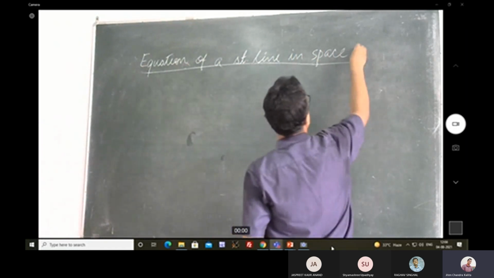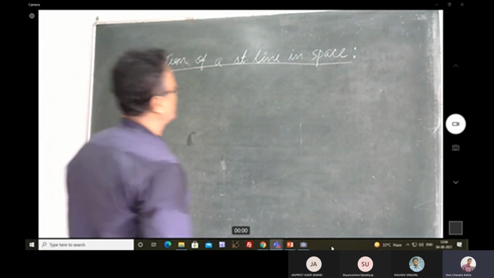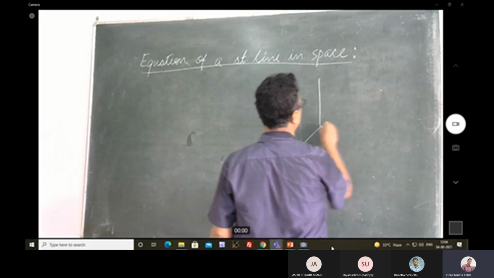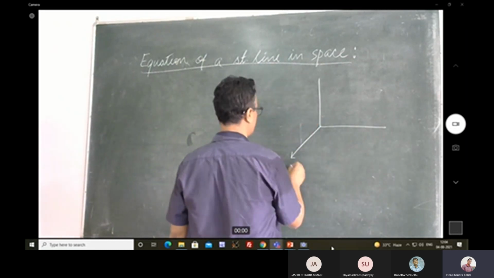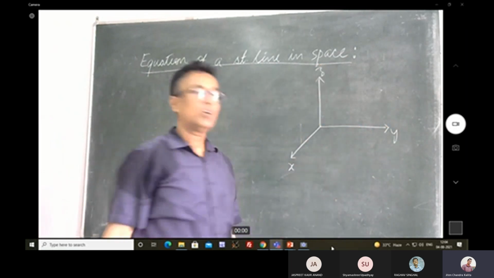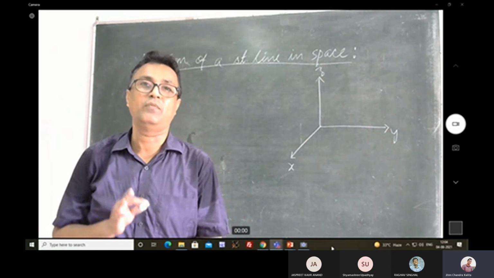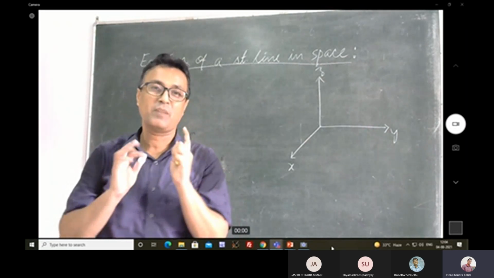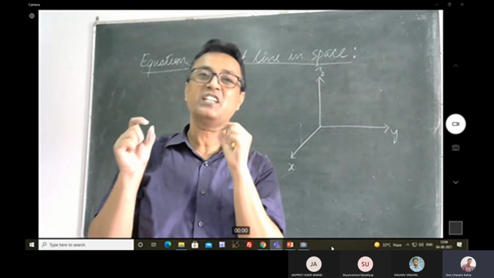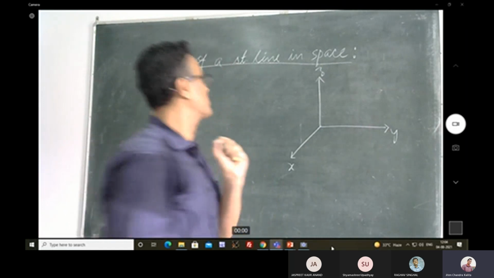Equation of a straight line in space. Okay, fine. So let me consider the 3D space first. Now let us concentrate on the inputs. What information do we have? You have to find the equation of a straight line in space which passes through a fixed point. That is the first piece of information.